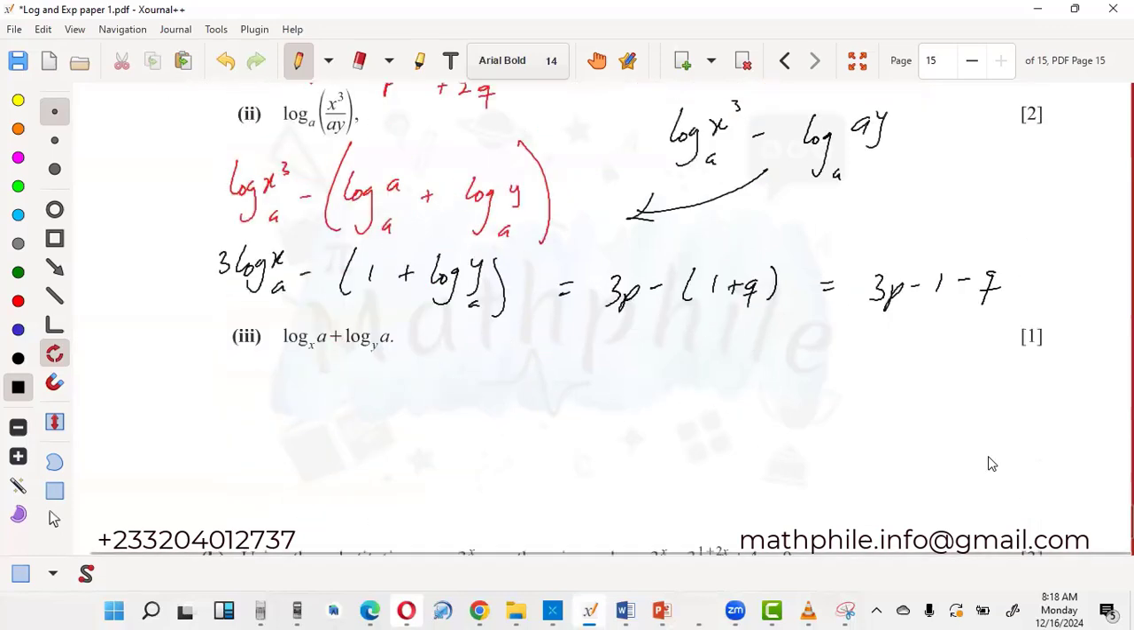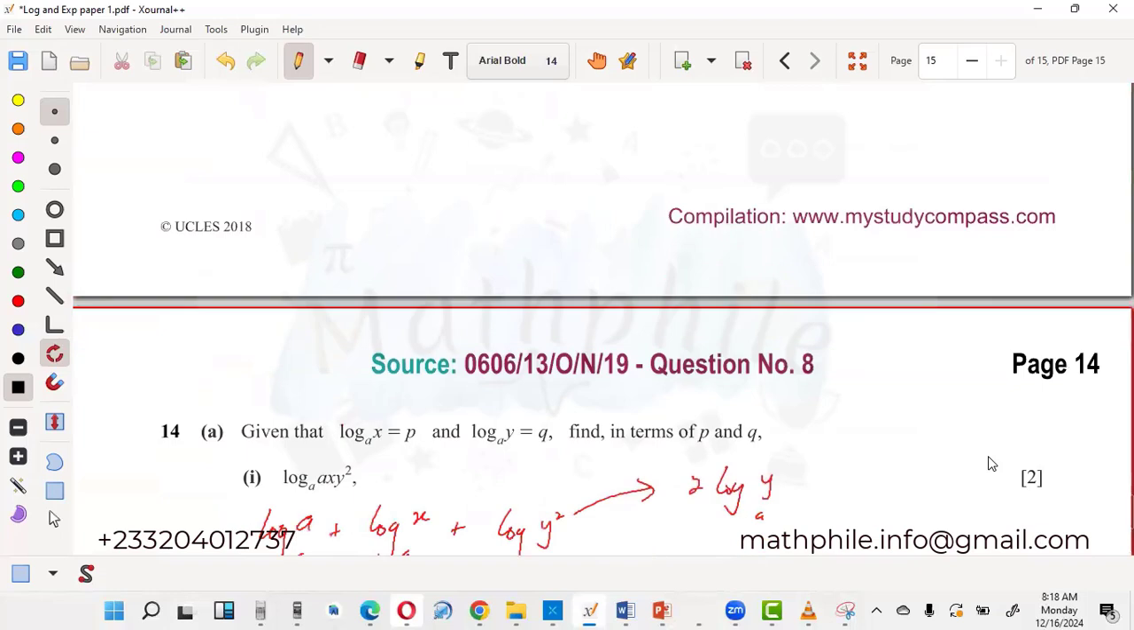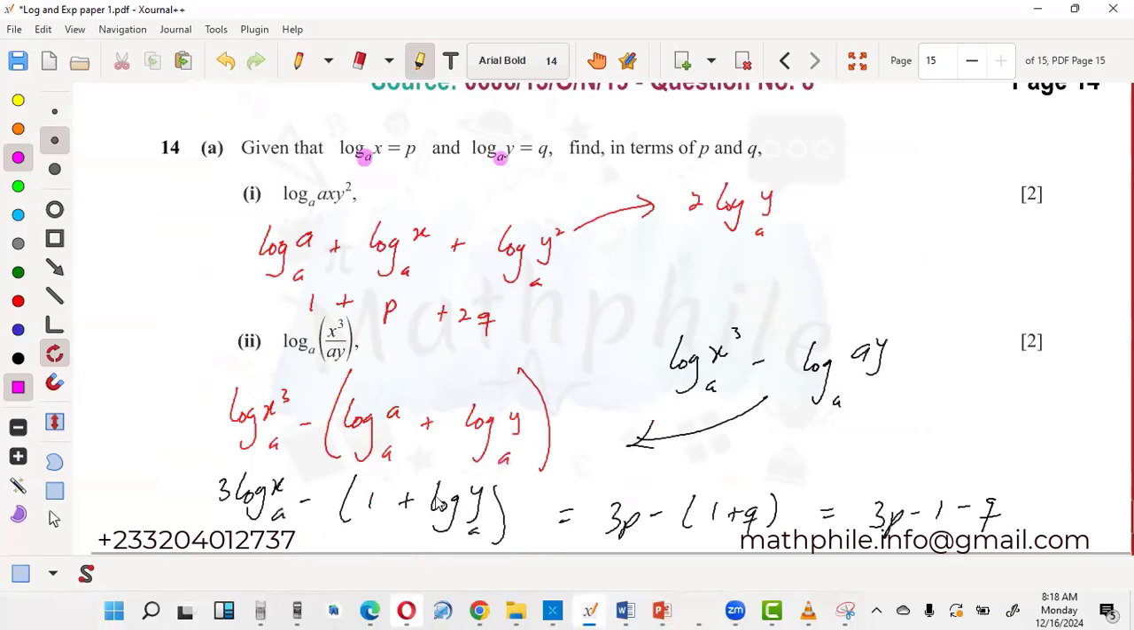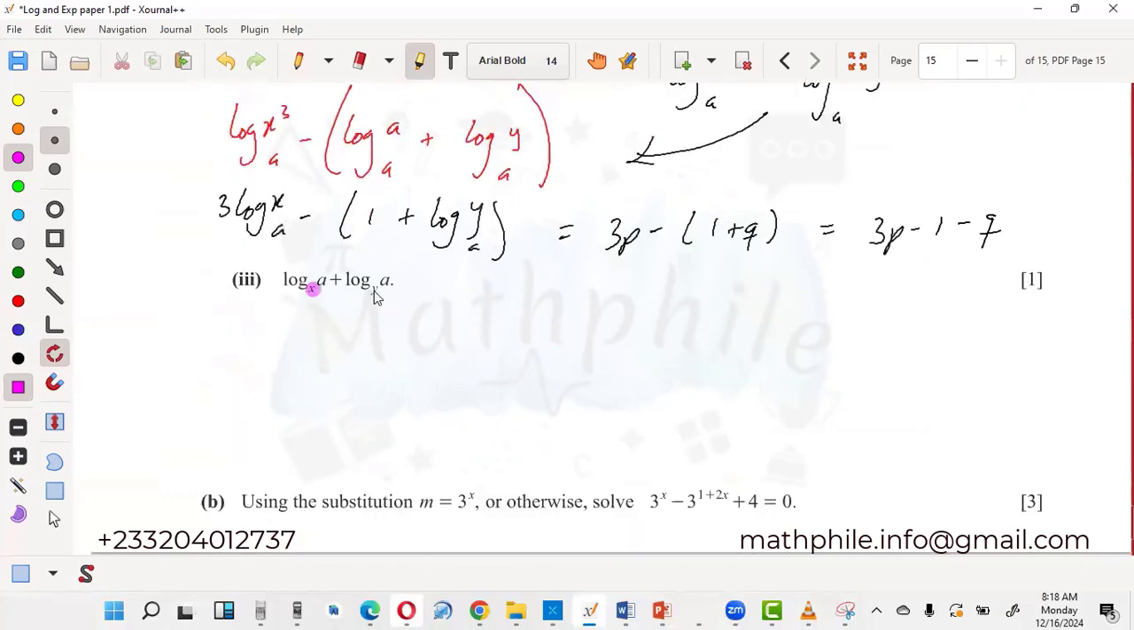Yeah. And the last one: the bases of the logarithms given in the question are all in a. But in this particular one, they are in x and y. So we have to do a swap of bases. Swap of bases would be 1 over log x base a plus 1 over log y base a. So log x base a is p, so that's 1 over p plus 1 over q.